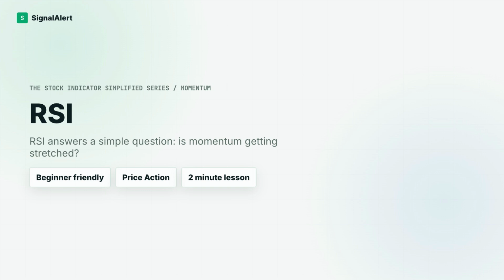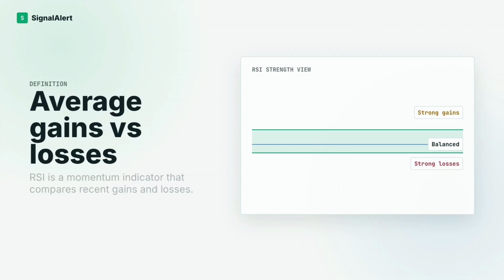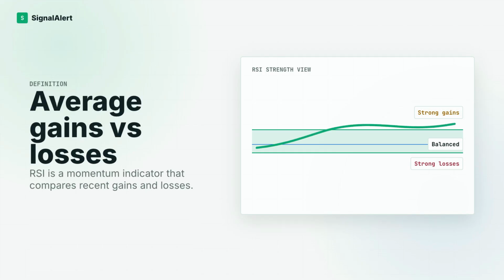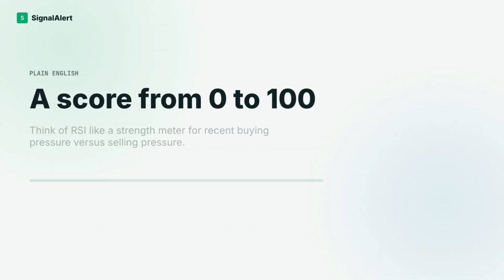Today we are looking at RSI, short for Relative Strength Index. RSI answers a simple question: is momentum getting stretched? Think of it like a strength meter for recent buying pressure versus selling pressure. It does not tell you the exact future. It tells you whether the recent push has been unusually strong in one direction.